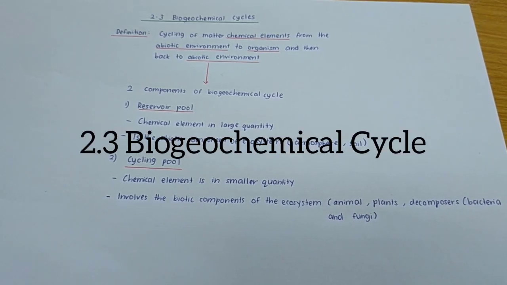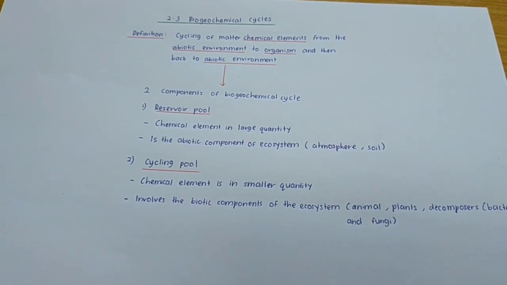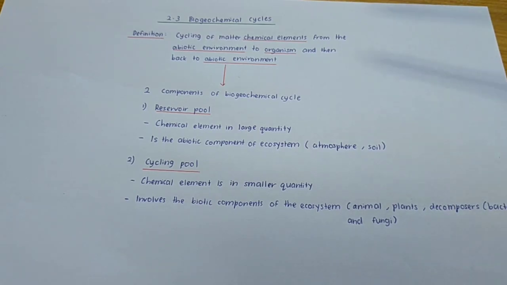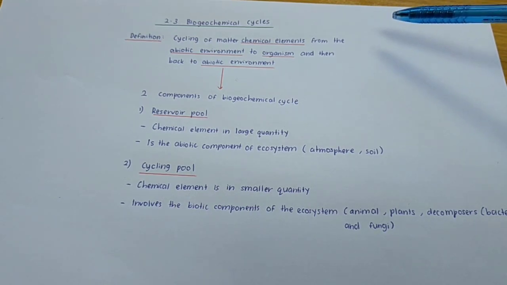So now let's proceed to subtopic 2.3, which is Biogeochemical Cycle. First of all, you have to know the definition of Biogeochemical Cycle. So what is Biogeochemical Cycle? Based on the definition, it is the cycling of matter, chemical elements, from the abiotic environment to organism and then back to the abiotic environment.